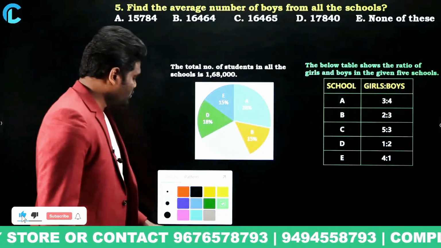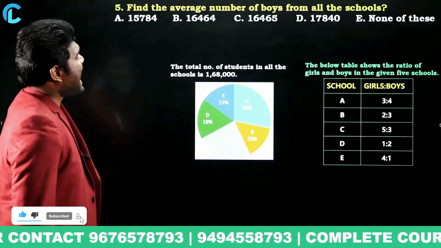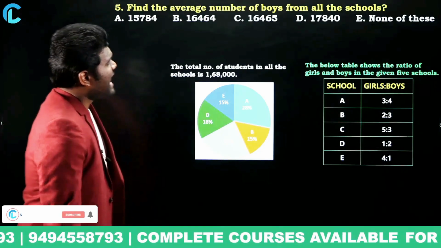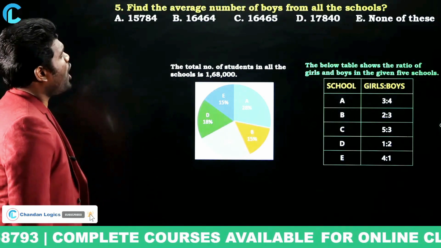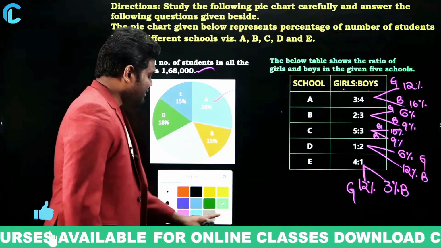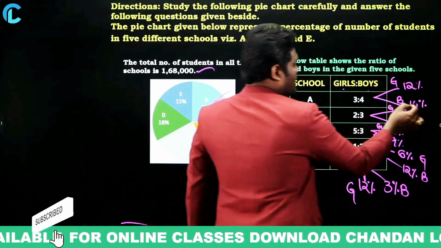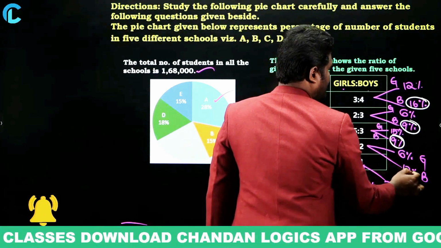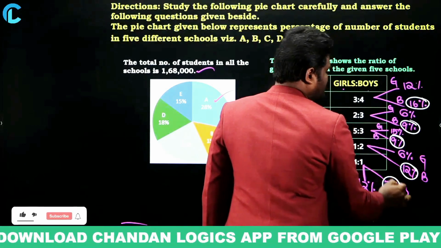So this is our last question. Look at this. Find the average number of boys from all the schools. So the question is asking average number of boys from all the schools. So first I need to know boys from all the schools. So boys 16, boys 9, boys 9, boys 12, boys 3.